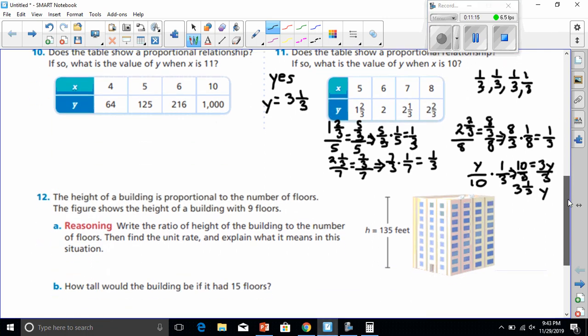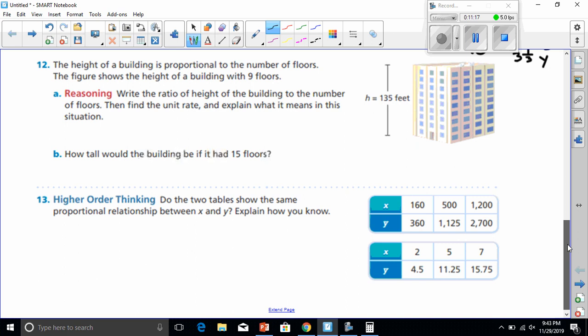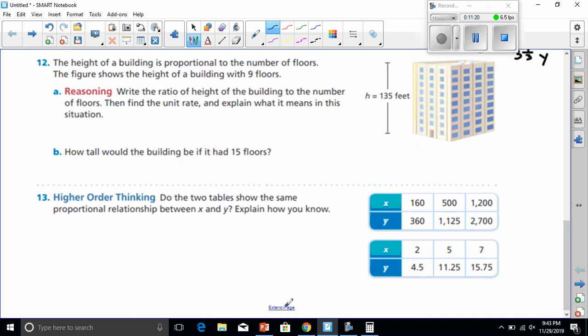Now we can go on to, well, 12 is yours to do, so that leaves 13 for me to do. Let's see, on number 13 it says, do the two tables show the same proportional relationship between x and y? Explain. Well, to show the same proportional relationship, they'd have to have the same ratio. So let's go ahead and check this out. First one is 360 over 160. So let's do that one.